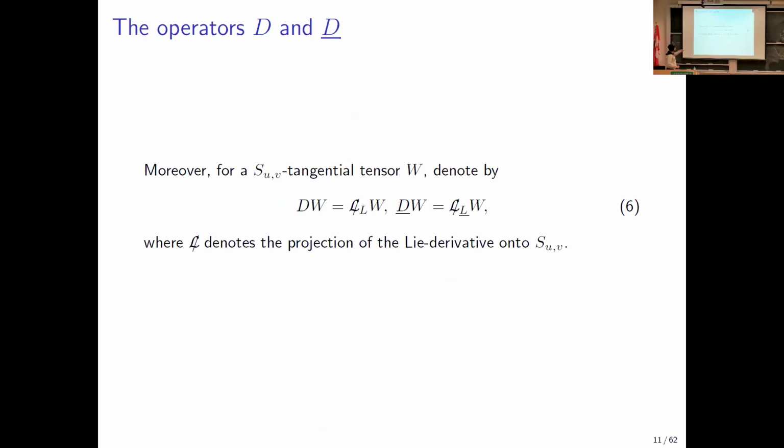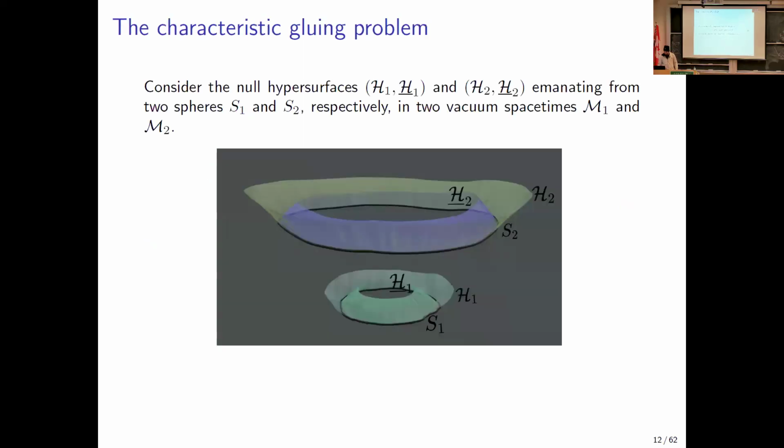As you already saw, it's very important to understand how things evolve, how they change, what's their derivative along the outgoing and the incoming direction. And so we have these two operators that basically correspond to this. What is your derivative in the outgoing and your derivative in the incoming direction? And finally, we can introduce the characteristic gluing problem, which is the following.